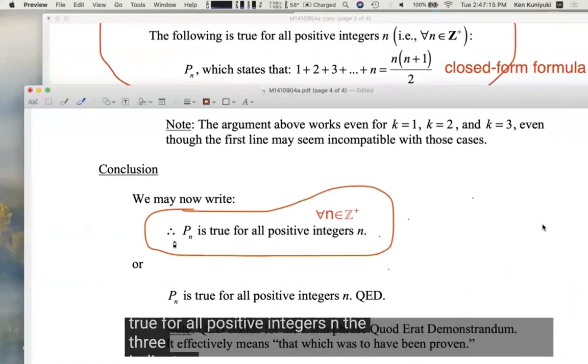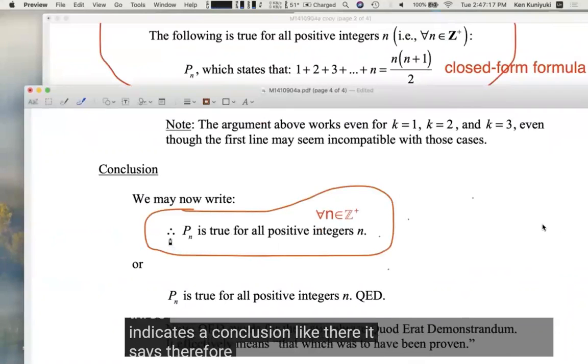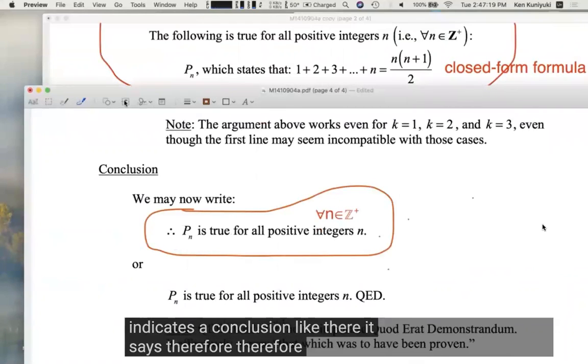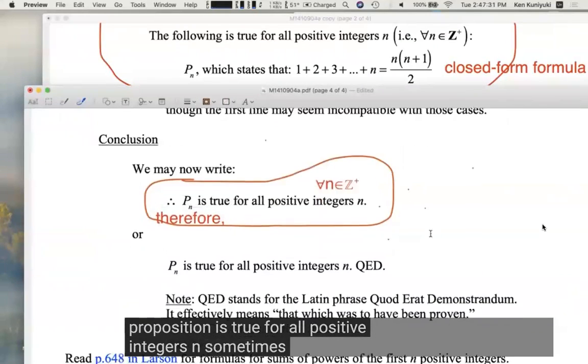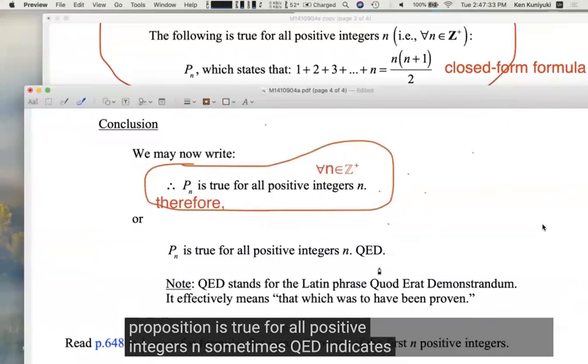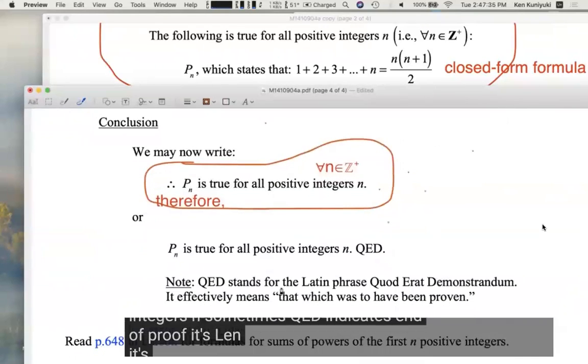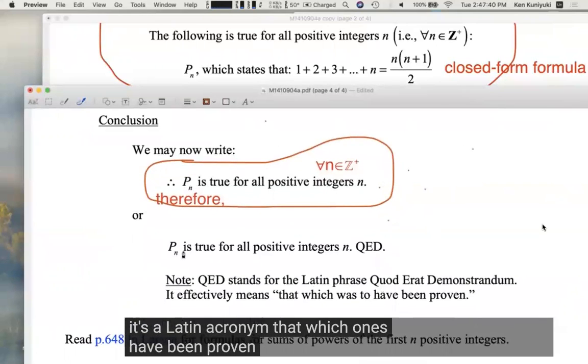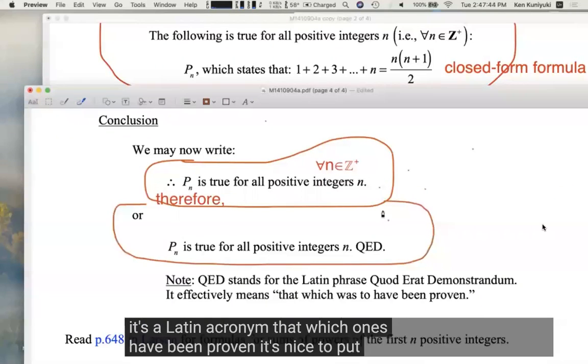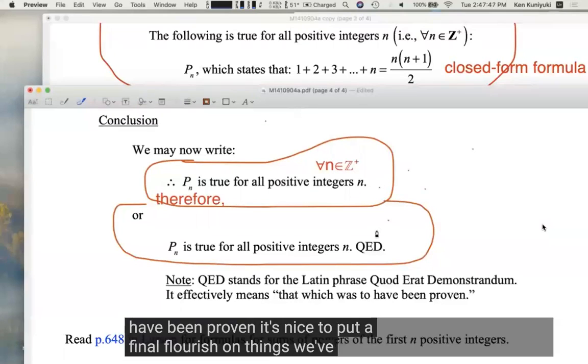The 3 dots sometimes indicates a conclusion, like there, it says therefore, therefore. P sub n, this proposition is true for all positive integers n. Sometimes QED indicates end of proof. It's Latin. It's a Latin acronym. That which was to have been proven. It's nice to put a final flourish on things. We've done it.